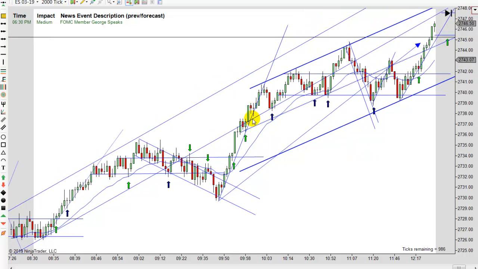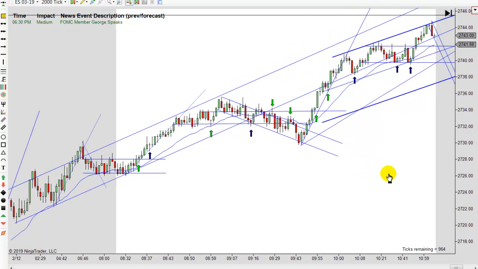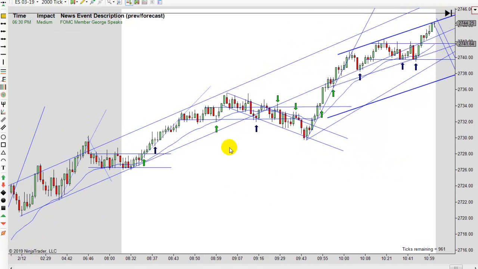And there's another little pullback here, but that bar is too neutral. And then we finally correct and come back. Notice how we pushed back through this trend line, and it comes back and tests it. Prices almost always come back and test important breakout areas. That's really what was happening right here. Notice how when we broke through here, we didn't come back pretty quickly and test it. Well, that's what they were trying to do here, come back and test this.